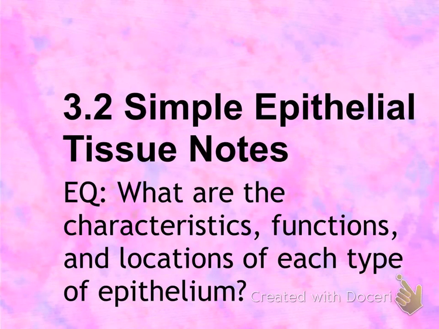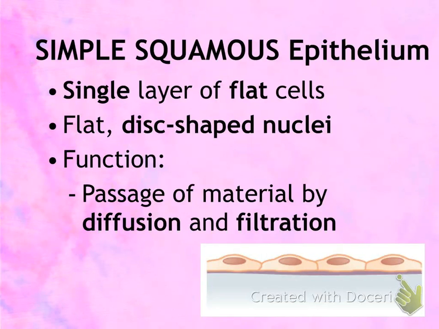This is 3.2 Simple Epithelial Tissue Notes. The essential question is, what are the characteristics, functions, and locations of each type of epithelium? Recall that every epithelium has a first name and a last name.